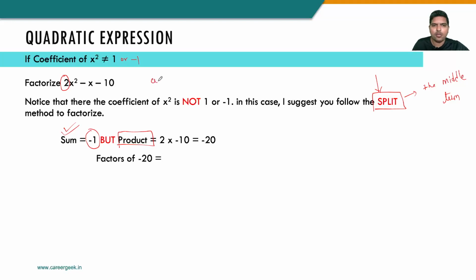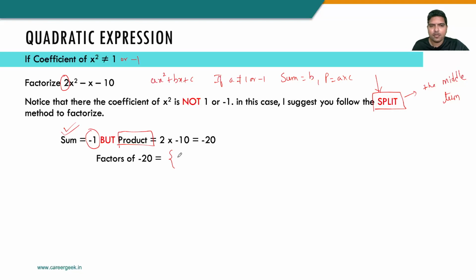Okay, so we know this is a standard quadratic expression. If a is not equal to 1 or -1, sum becomes b and product becomes a multiplied by c, not just c. Okay, then the factors and everything else is the same. Just only one thing changes over here, the product changes.